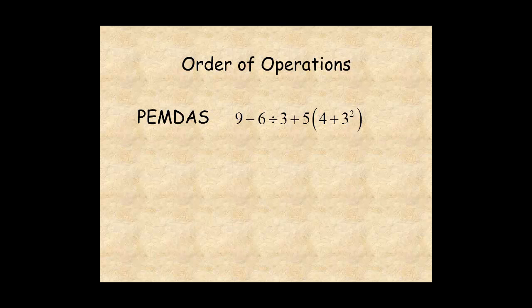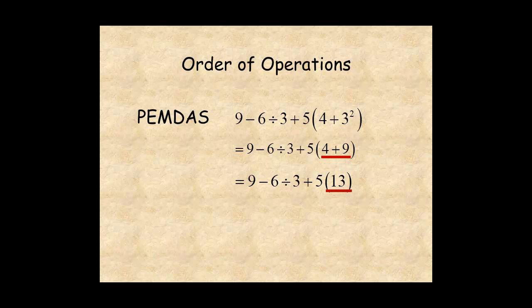Here's an example that brings everything together. Working inside parentheses first, 3 to the power of 2 is 9. Then still inside parentheses, 4 plus 9 is 13.